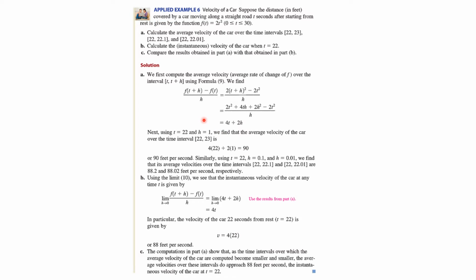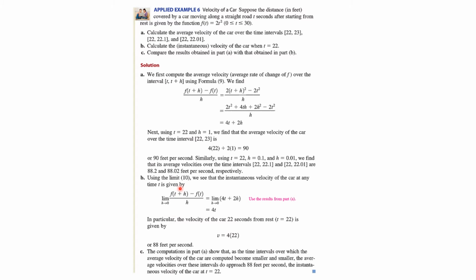Okay, so the average velocity over all of these intervals is going to be just the difference quotient. That's the average, and we get 4t plus 2h, and h has various values at these points. And so at these intervals you're going to get 88.2 and 88.02, and you see it's getting closer and closer to 88. And then what you're going to do is take the limit as h goes to 0.